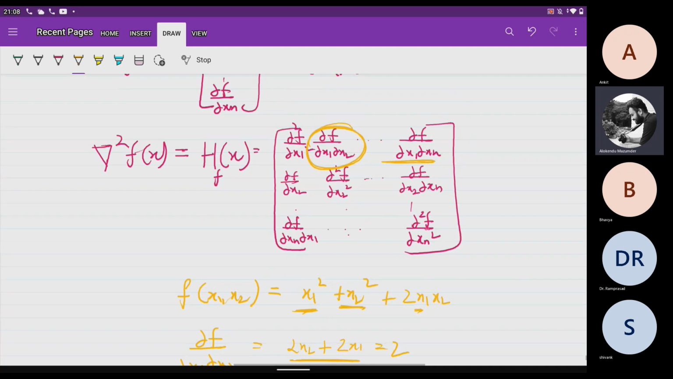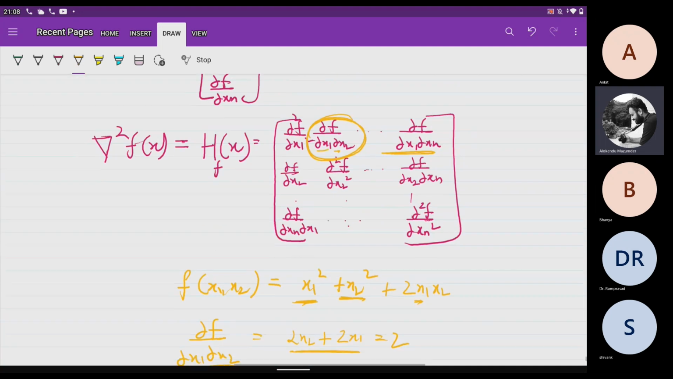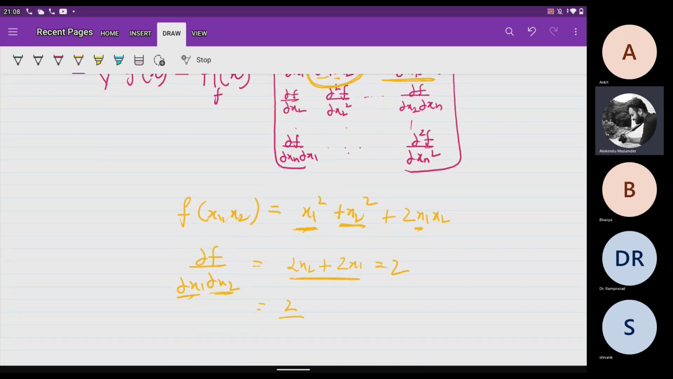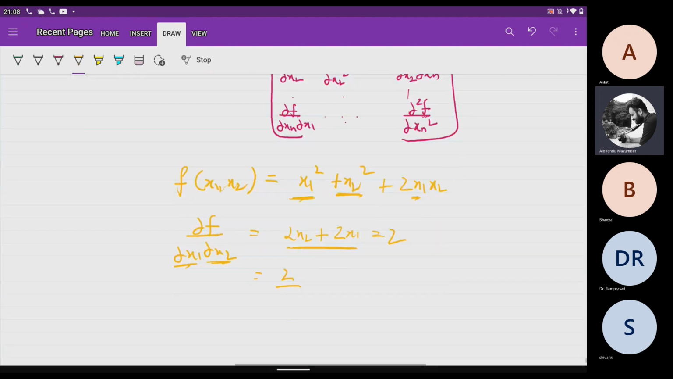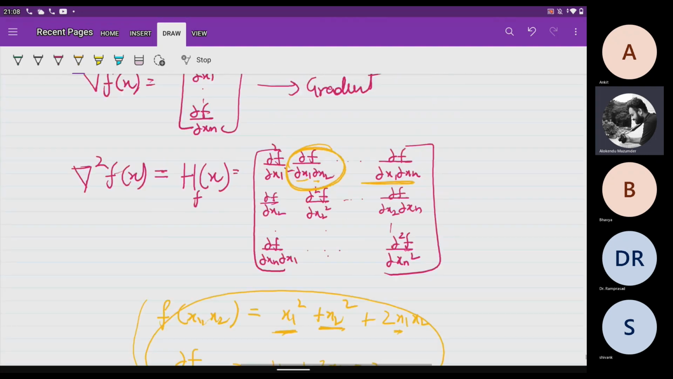So when you have these elements like dx1 by dx2, what you do is take the function, first compute your gradient with respect to x2, or the innermost. Whatever result you get, then compute the next one. So this is a matrix. Now I think we are clear about the Hessian. So this is known as Hessian, okay?